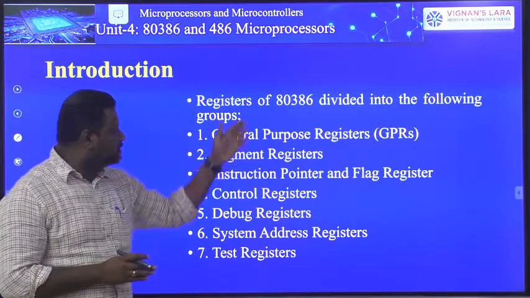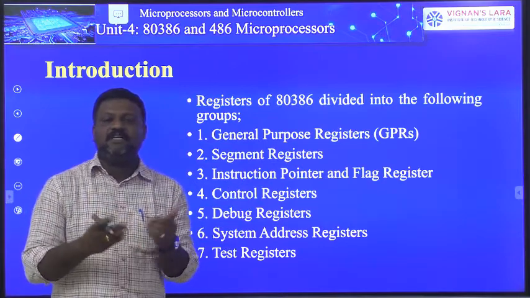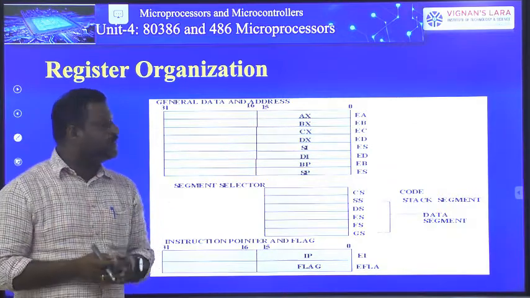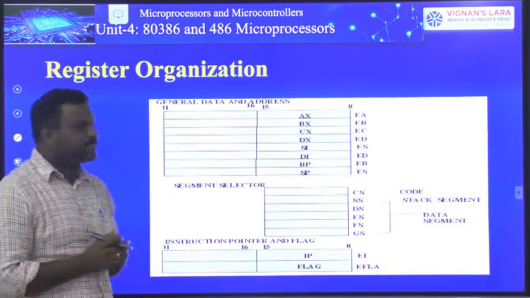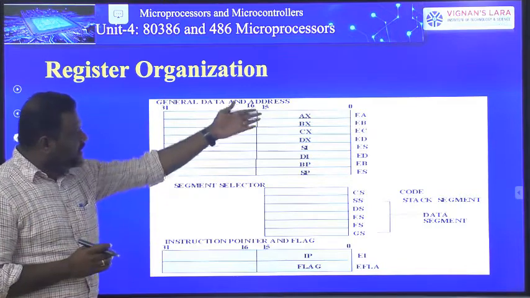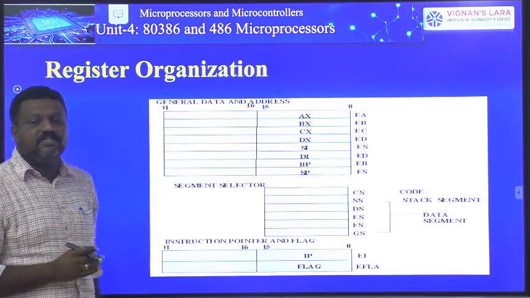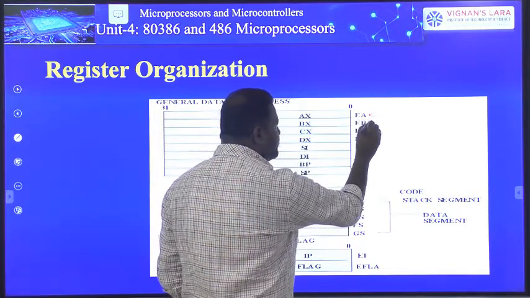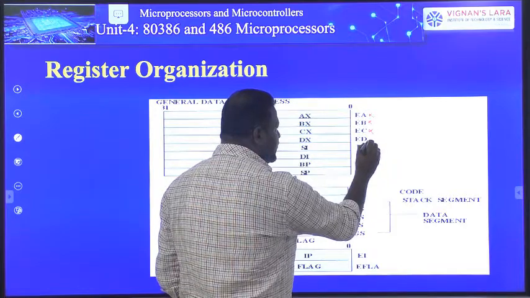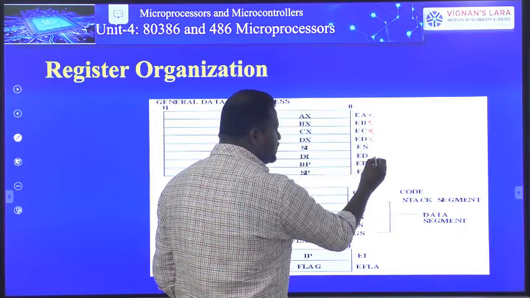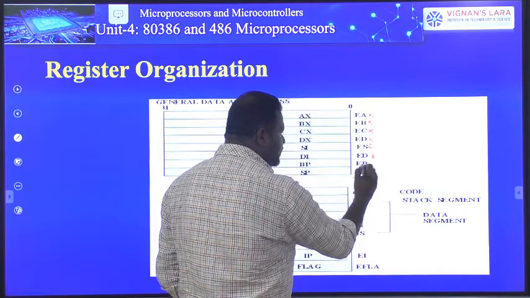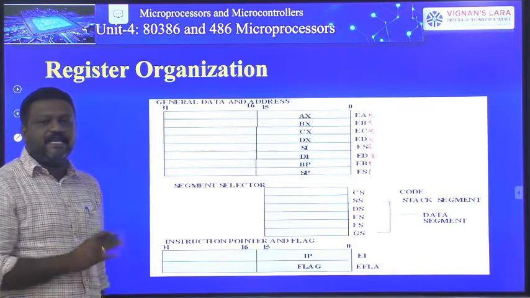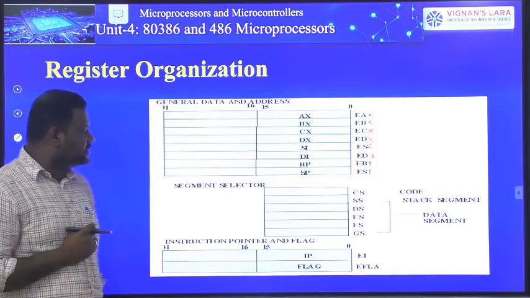Now I am going to discuss these register varieties one after the other. I start with the first type, general purpose registers. See here friends, these 8 registers we consider as general purpose registers: EAX, EBX, ECX, EDX, ESI, EDI, EBP and then ESP. These 8 we consider as general purpose registers.